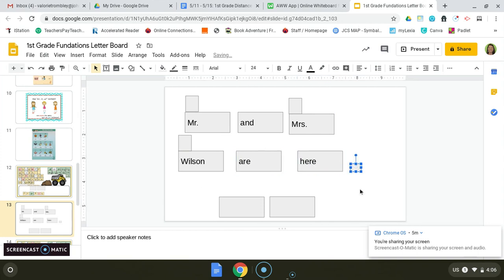And then don't forget, we need something at the end. We're going to put our punctuation there. My little period is kind of hard to see, but it's there. Mr. and Mrs. Wilson are here. Our two new trick words that we learned today in that sentence are Mr. and Mrs. We have already learned these with our spelling words earlier this year. So we have Mr. and Mrs. Wilson are here. Those are our two new trick words today.